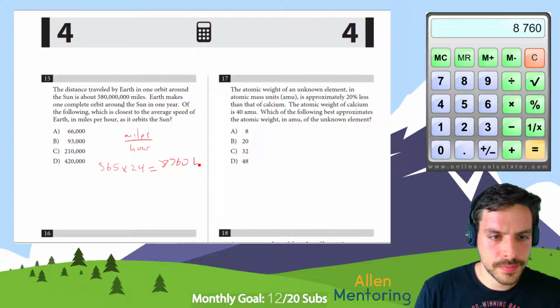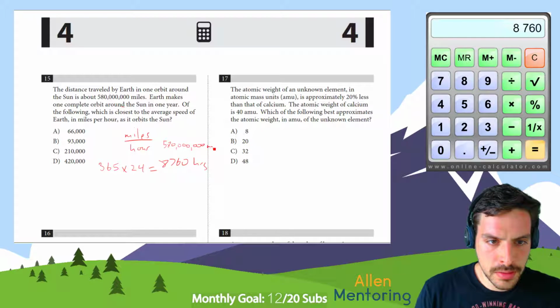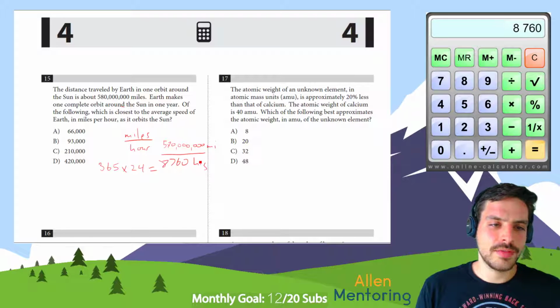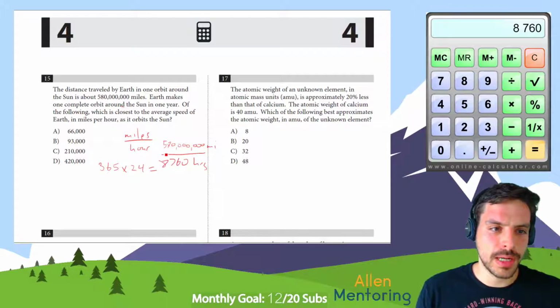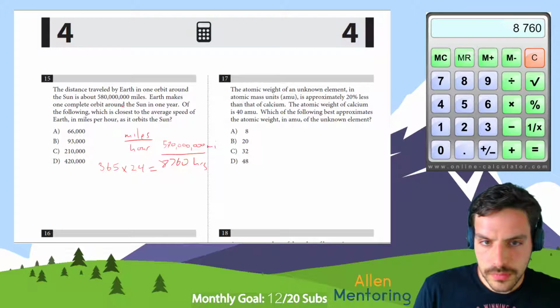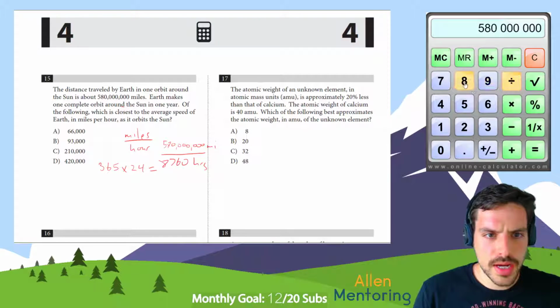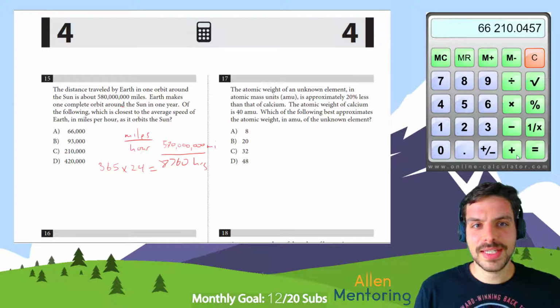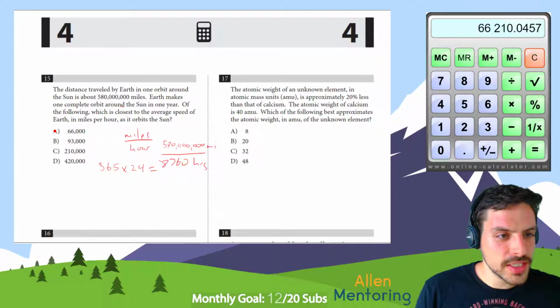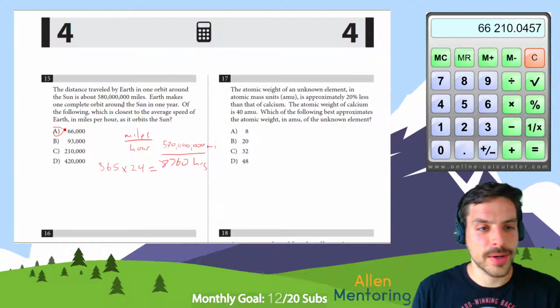8,760 hours. And now all we have to do is divide 580 million miles over 8,760 hours, and that'll give us the miles per hour. So let's go back and we'll do 580, 1, 2, 3, 4, 5, 6, divided by 8,760, and that gives us about 66,000. So A is our answer, 66,000 miles per hour.